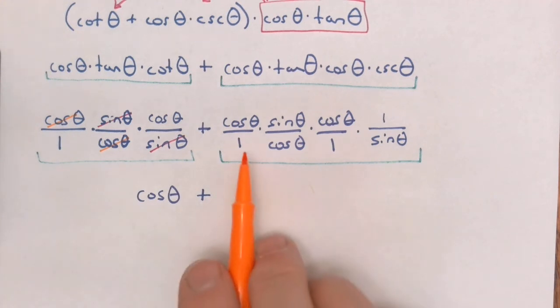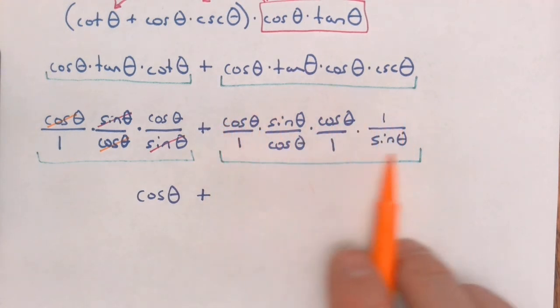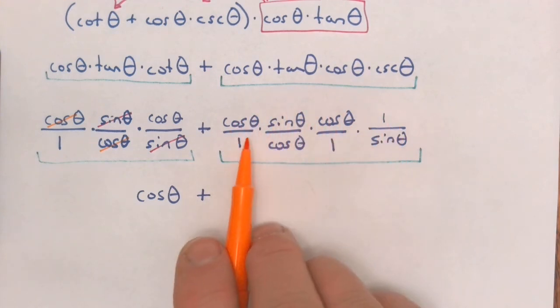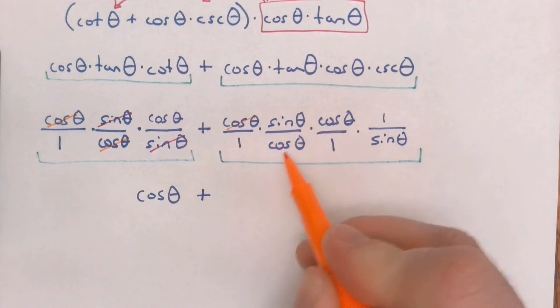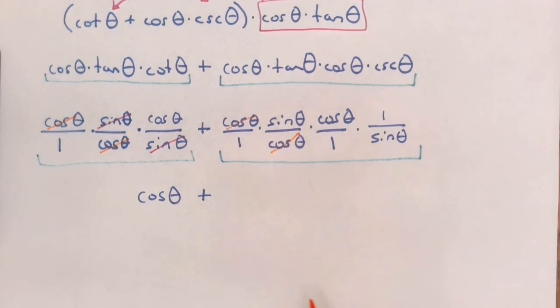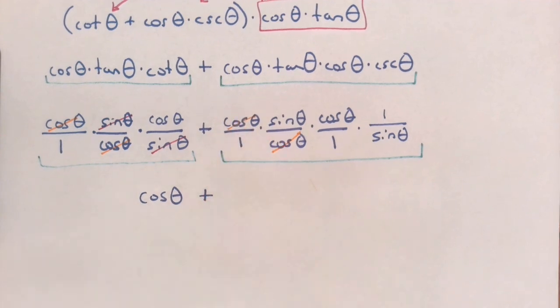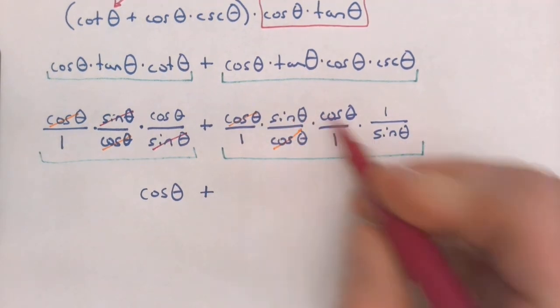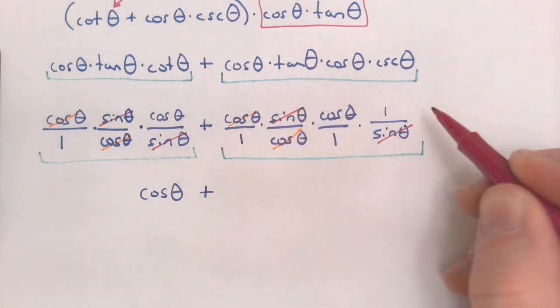If you look at the second group, again, there's no addition or subtraction anywhere here. So with all 4 of these fractions, if I have anything in the top that matches something in the bottom, I can cancel those out. So these 2 cosines cancel. I have a sine here on the top and a sine on the bottom. Those 2 sines cancel.